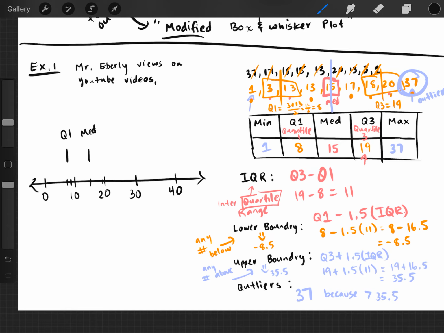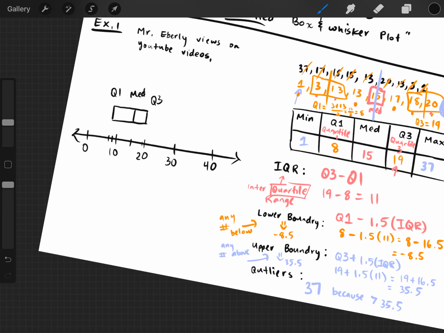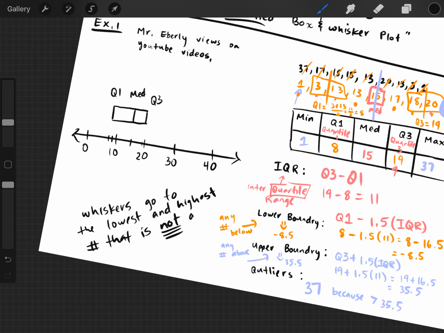What we do on the graph is we don't include the outliers. So let's start with the box: Q1, the median, and Q3. Q1 is 8. That's somewhere right here. The median is 15. And then Q3 is 19, just a little bit in from that 20 there. So the box stays the same, nothing changes there.